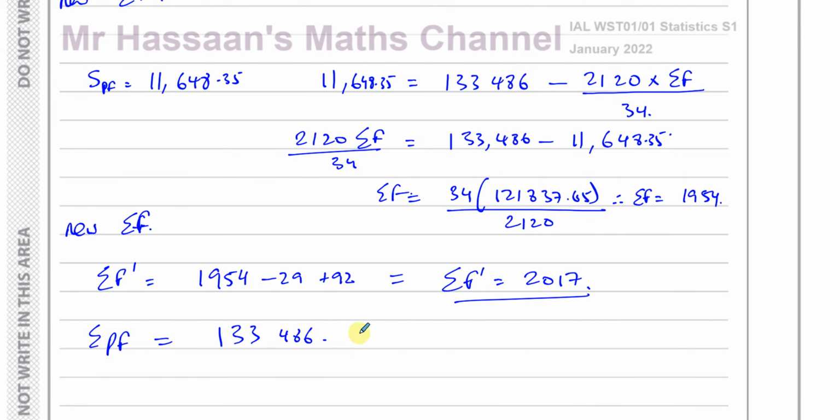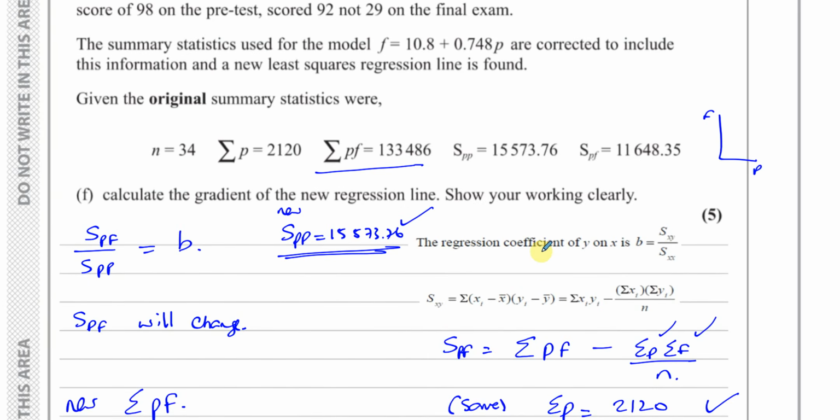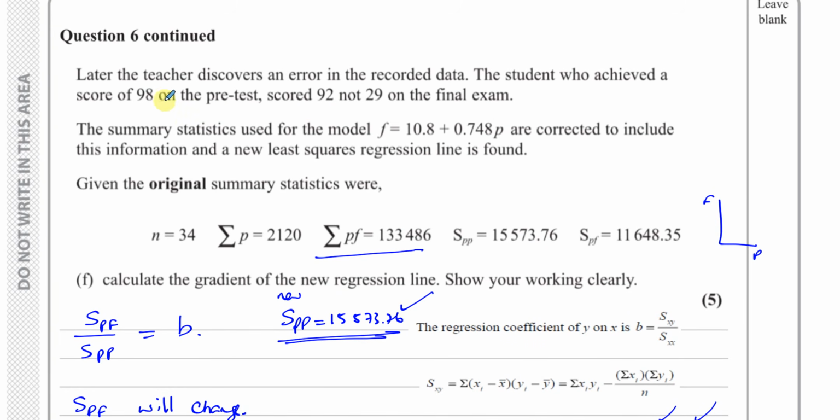Okay, that's the old. So we can say that the new sum of PF is going to be the old product, so it's the sum of the product of P and F, which is 133,486. And now I'm going to take away the old product. The old product is going to be P, which was 98, and F, which was 29.